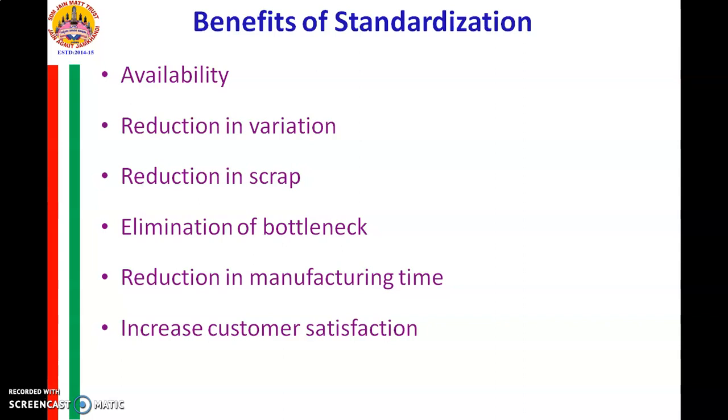Then the next advantage is reduction in the scrap. As we are manufacturing a component with the help of rules, the scrap will definitely be reduced. This is a very important key for standardization. Then elimination of bottleneck. Once the scrap is reduced, we will not be in difficulty in the conditions when we are manufacturing. So bottleneck or difficulty will not be there, hence it is eliminated, right?